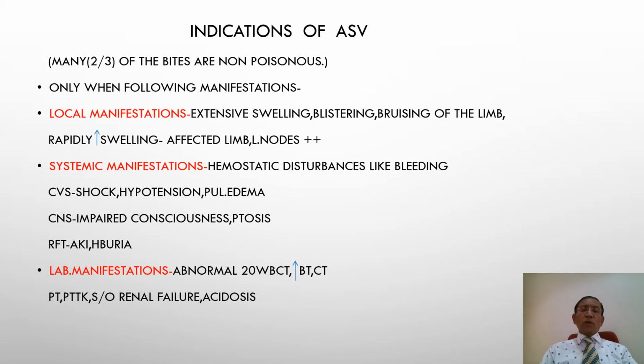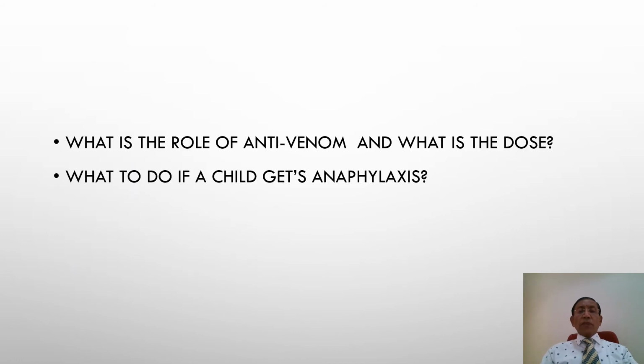Ptosis is a very important sign which indicates that the patient has to be given ASV. Also if the patient has acute kidney injury or hemoglobinuria, or the 20WBCT, that is the 20-minute whole blood clotting test, is abnormal, or there is an abnormal BTCT or renal failure. So these are certain indications where you can use ASV.